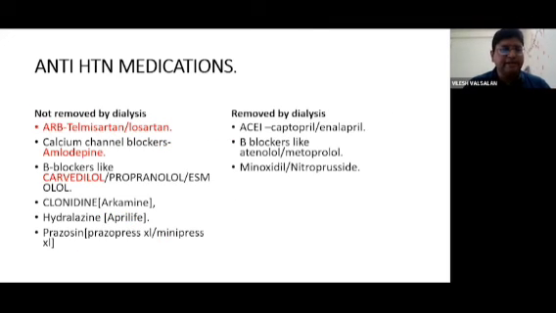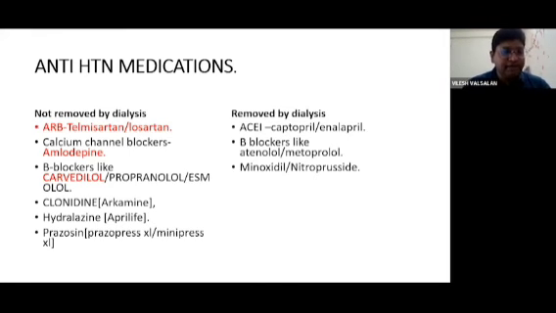So I put a slide on anti-hypertensive medications to know which are the medicines which are removed by dialysis and which are not removed by dialysis. When you look at the chart, you've got ARBs, that is angiotensin receptor blockers, like, you must have heard these names, telmisartan, losartan. These are the drugs which are not dialysable. You've got calcium channel blockers like amlodipine. You've got beta blockers, specifically carvedilol, which is one of the drugs used in hypertension in dialysis units in intradialytic hypertension. Propranolol, esmolol.